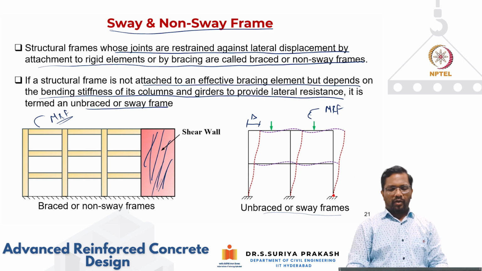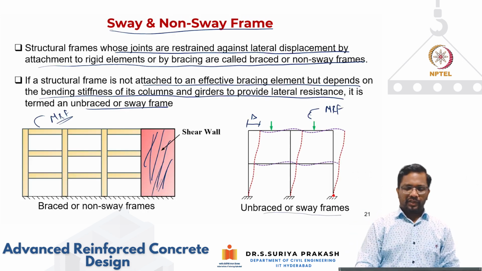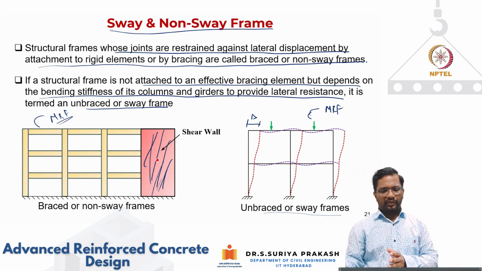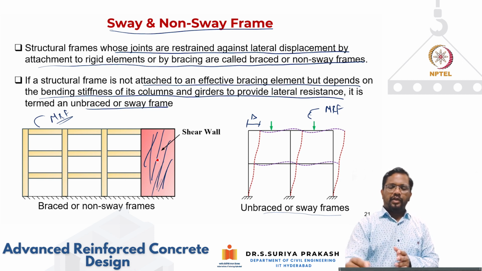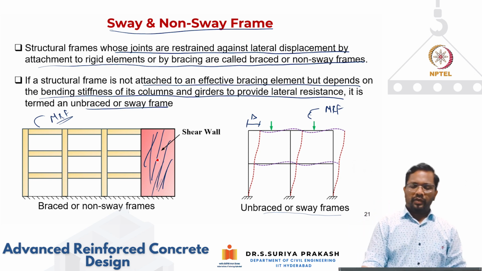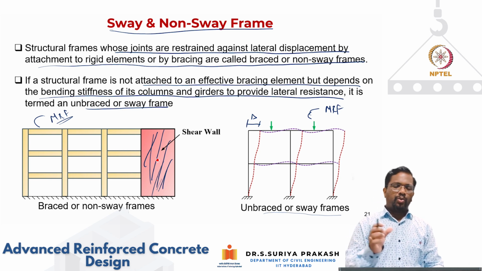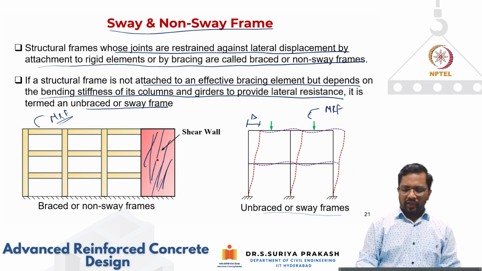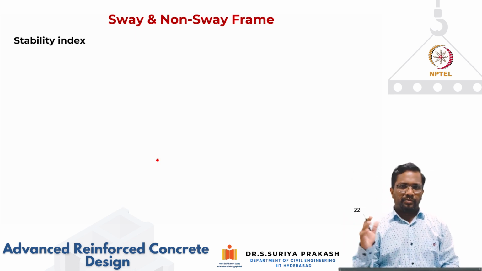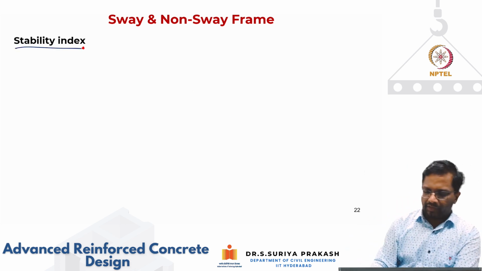Now, how to estimate this quantitatively? Let's say you have a shear wall, predominantly you'll have a braced or non-sway frame condition. If you don't have a shear wall, this. But even if I'm proportioning my columns and beams adequately, even without a shear wall, I can have a braced condition. So, how to quantify that is the next thing. We quantify whether the particular frame is a braced frame or an unbraced frame by something called the stability index.